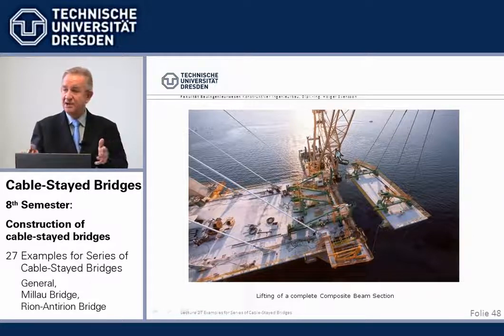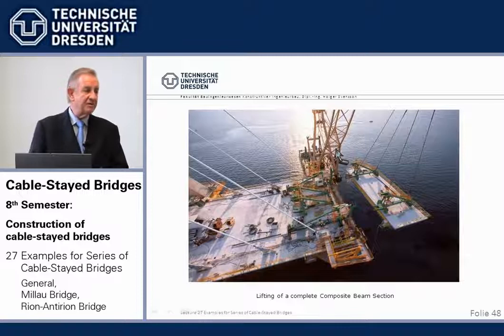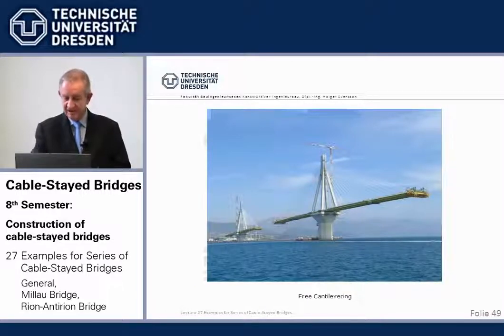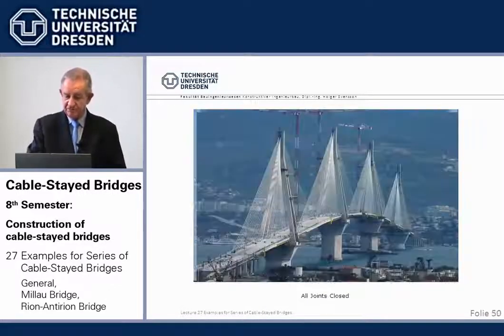Concrete precast elements weigh up to 300 tons. Well, you cater for that. But if it's not necessary, you'd rather not do it. Except you have the floating crane, so to say, for free, because it's there. Here we see then, in parallel, free cantilevering, similar, and the completed bridge.